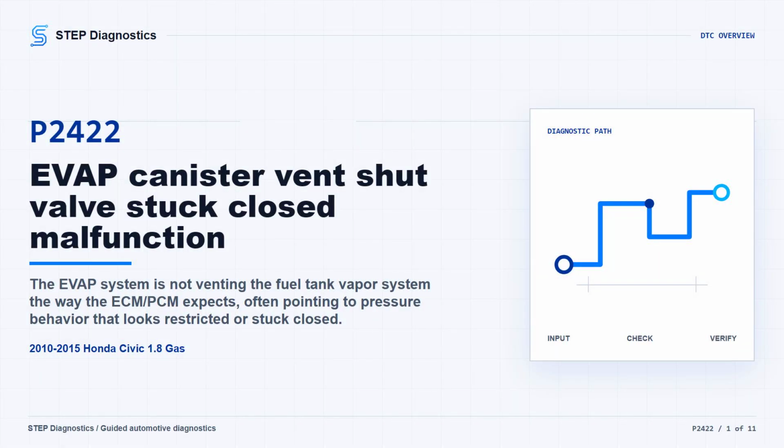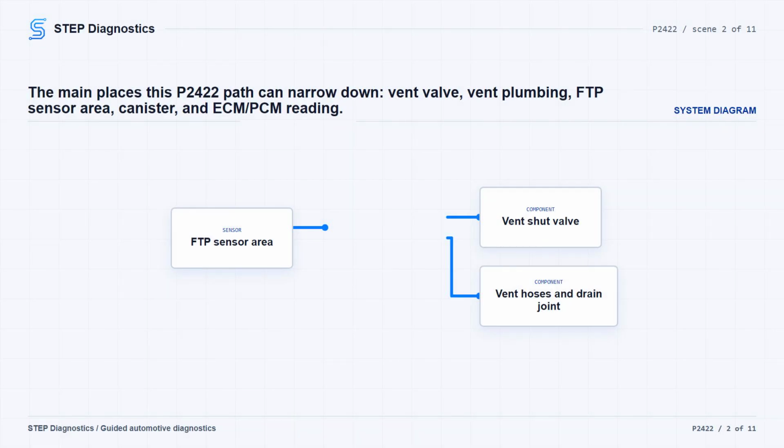On this 2010-2015 Honda Civic with the 1.8 gas engine, P2422 is an EVAP canister vent shut valve stuck closed malfunction. In plain language, the ECM/PCM may be seeing fuel tank pressure behavior that does not make sense when the EVAP system should be venting. The vehicle may drive normally, but the check engine light can be on, and the fault area may be around the EVAP vent shut valve, the vent hoses and drain joint, the FTP sensor area, or an internal canister restriction.